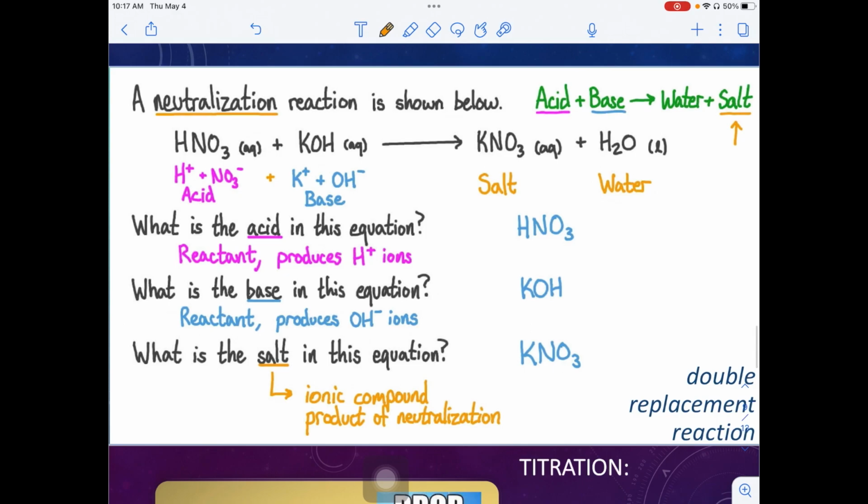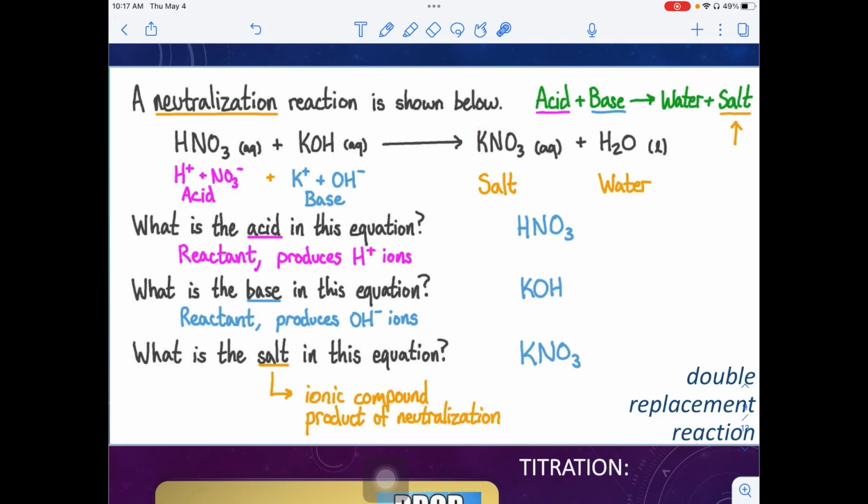Here's another neutralization reaction shown. Acid plus base equals salt plus water. Same thing as we were talking about, but a different acid and a different base. This is what we call nitric acid, a hydrogen and a nitrate ion. And this base is potassium hydroxide. So again, do-si-do, hydrogen gets with hydroxide to produce water, and the potassium gets with the NO3 or nitrate to produce salt, or potassium nitrate.